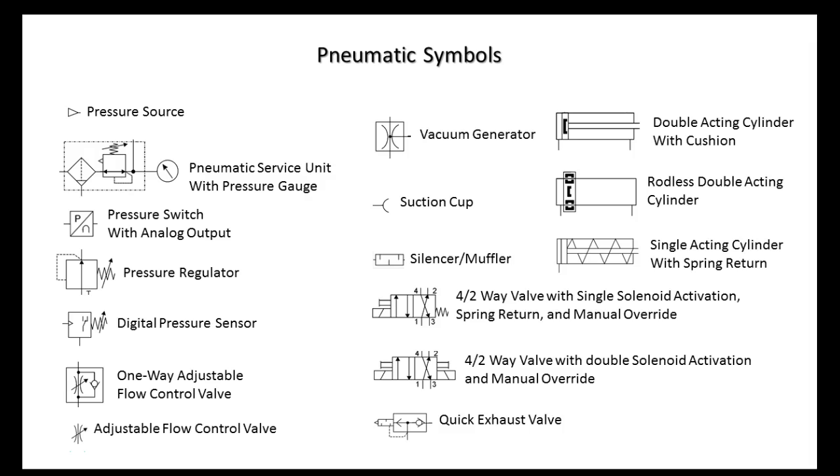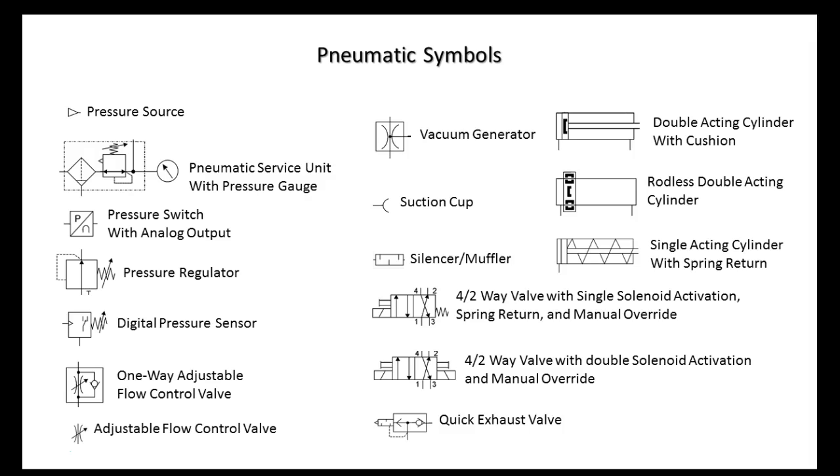Solenoid activation spring return with a manual override. So that would be that whole valve right there. The next one is a four two-way valve, double solenoid action with manual override. And the last one is what we call a quick exhaust. So this guy here has its own exhaust and then exhausts real fast. So if we want something to move real fast, then we'll put this up by the cylinder itself and get a real fast exhaust, right? Does that make sense? Everybody okay?